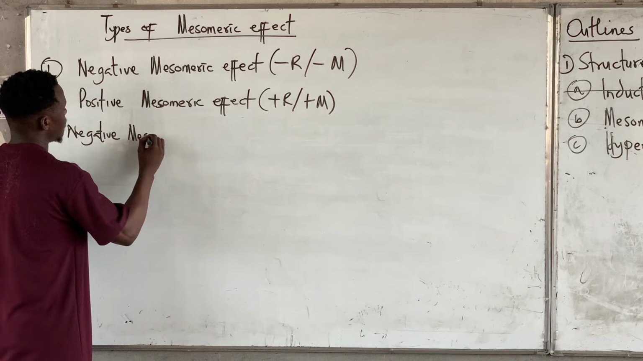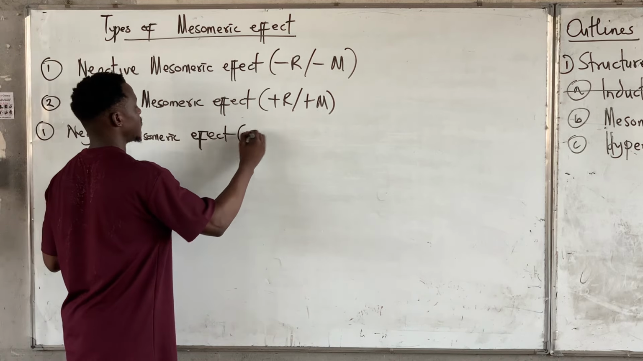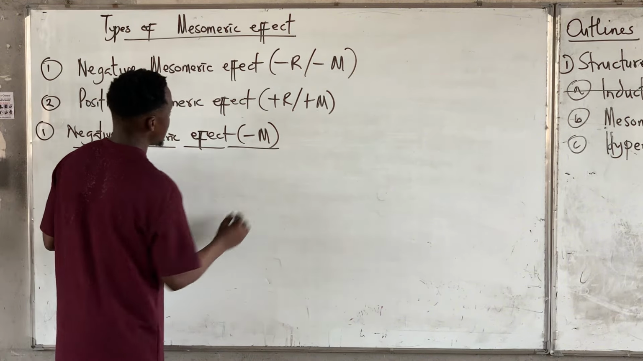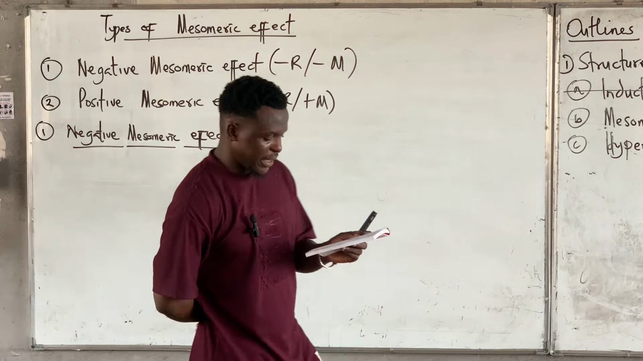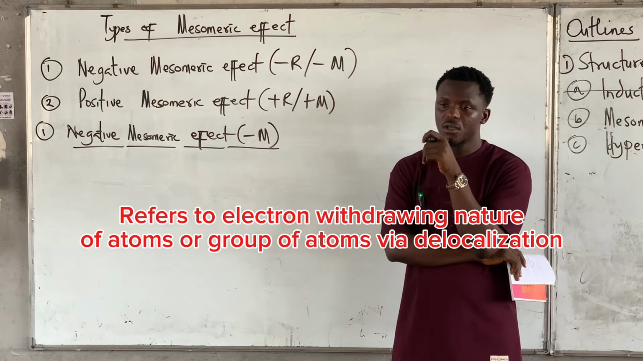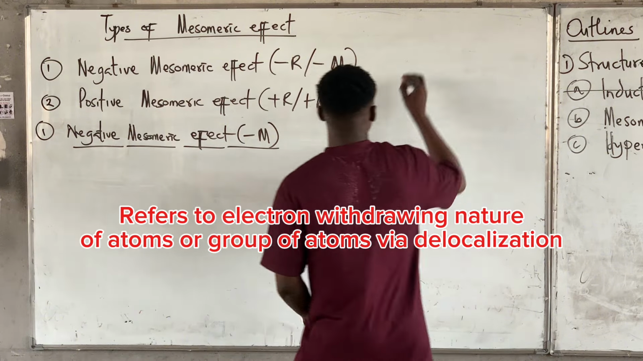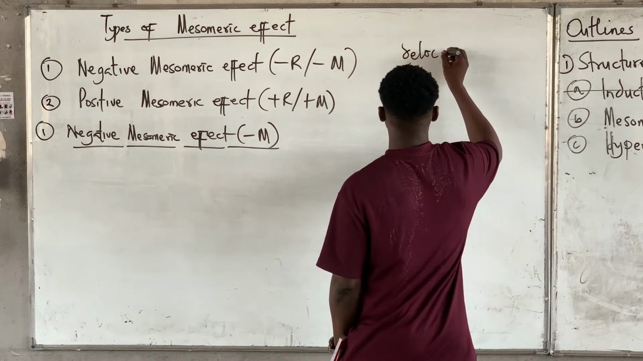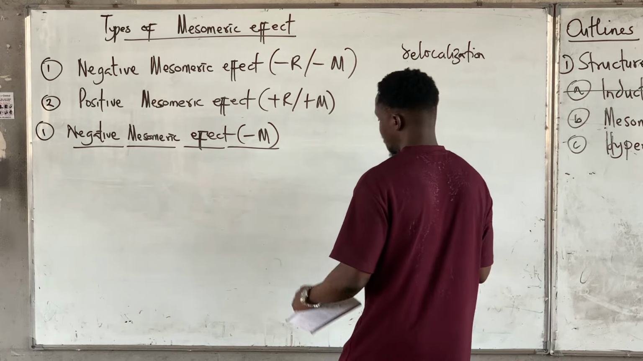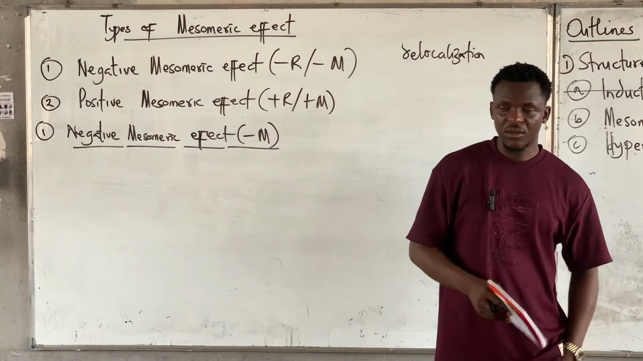Negative mesomeric effects. Please put down: negative mesomeric effects refers to the electron withdrawing nature of an atom or group of atoms via delocalization.